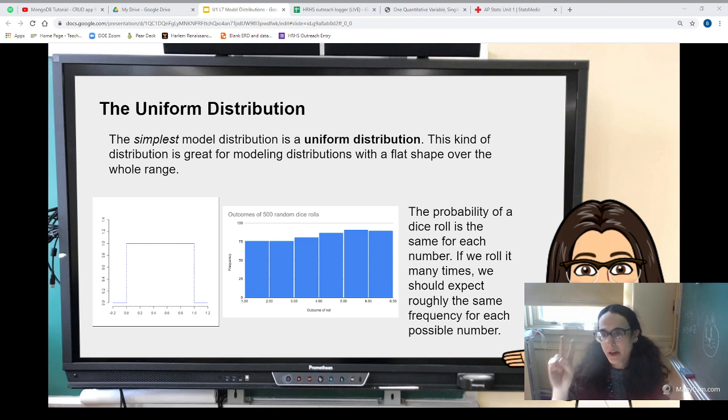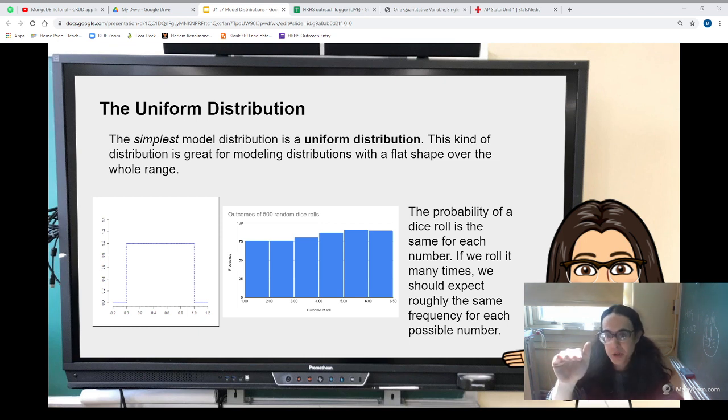So we're going to start off our discussions of model distributions with the two most simple ones. Then as we go further, we'll start adding in some that are useful for specific situations. These two are very simple and very general. So the absolute, complete, 100% most simple distribution shape is a uniform distribution.